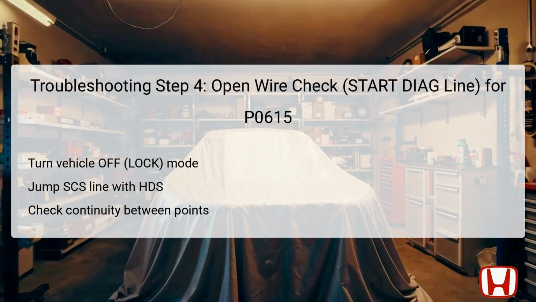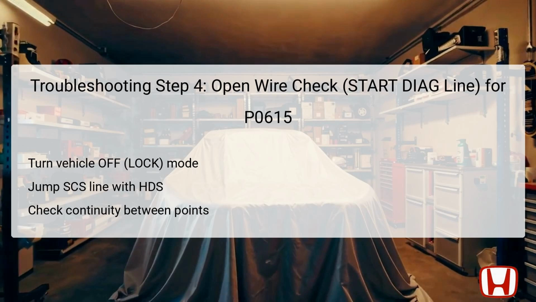During the fourth troubleshooting step, you must turn the vehicle into the off or lock mode. This ensures all systems are disengaged while preparing for more in-depth diagnostic checks. Using the HDS, jump the SCS line and maintain this for over 1 minute to facilitate communication within the system.